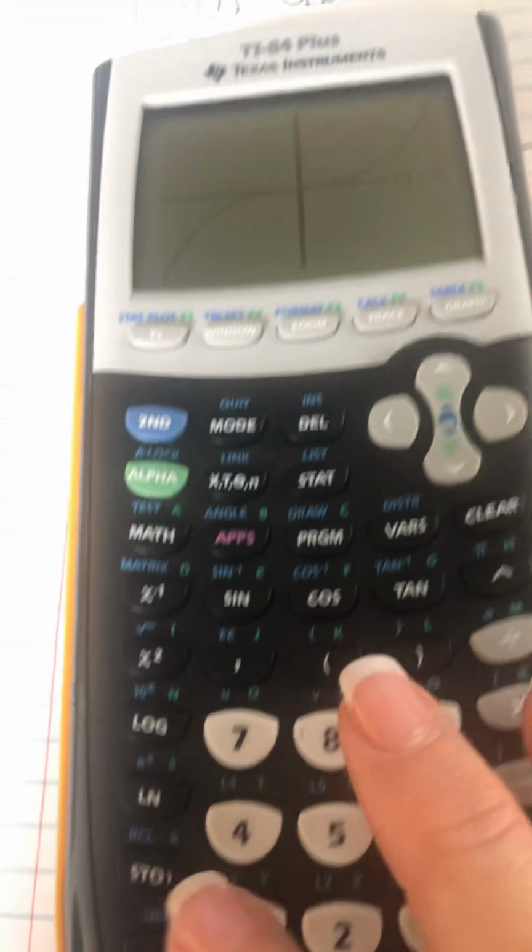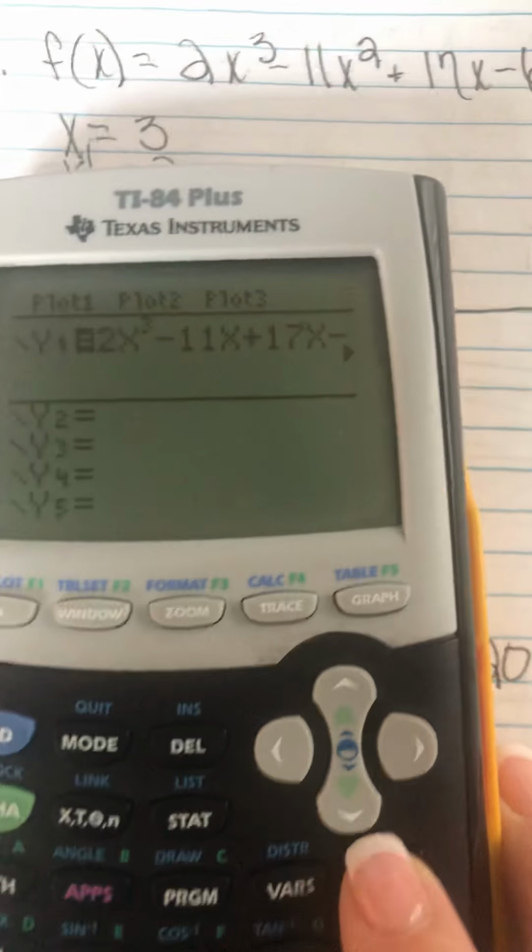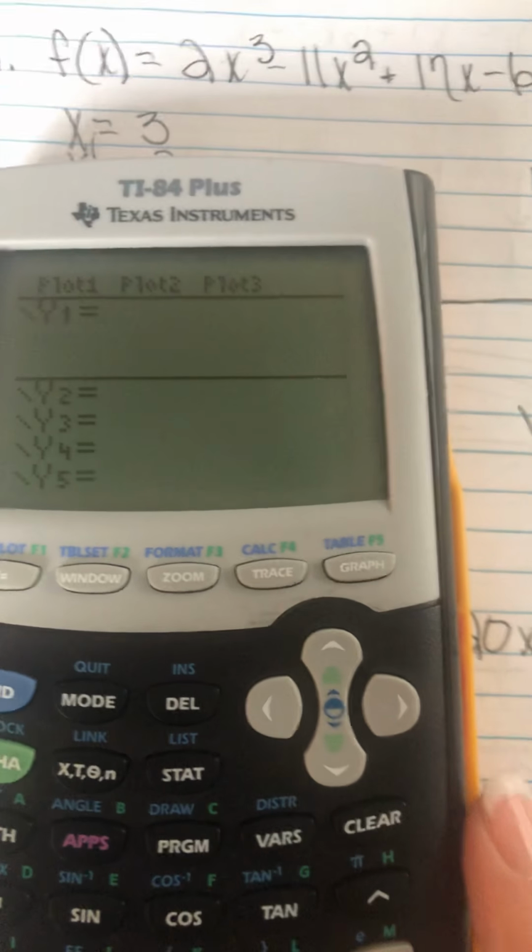So what we're going to do is we're going to go to our graphing calculators. We're going to go to y equals, and we're going to clear out what I have in there already and type in the new function.